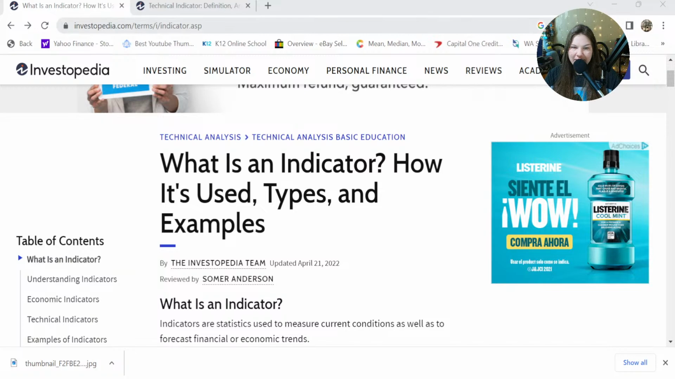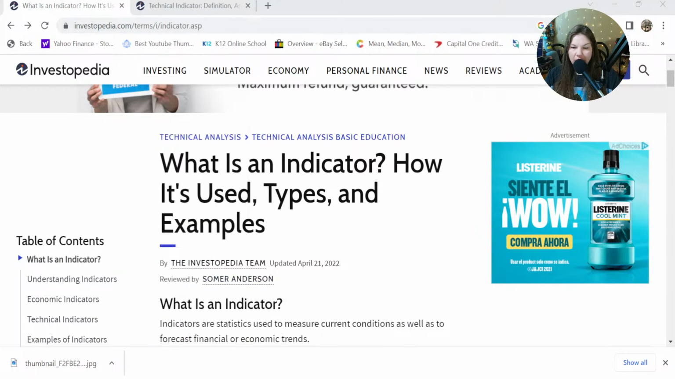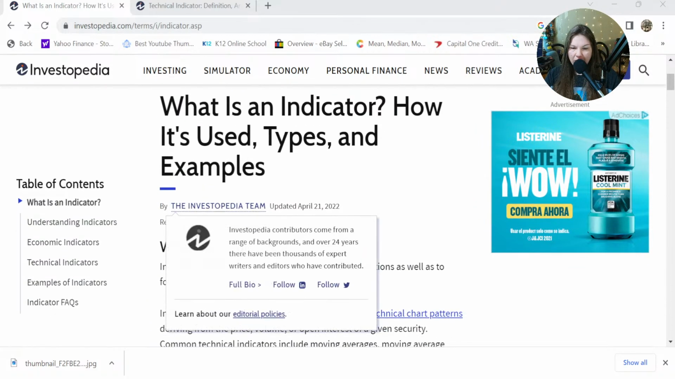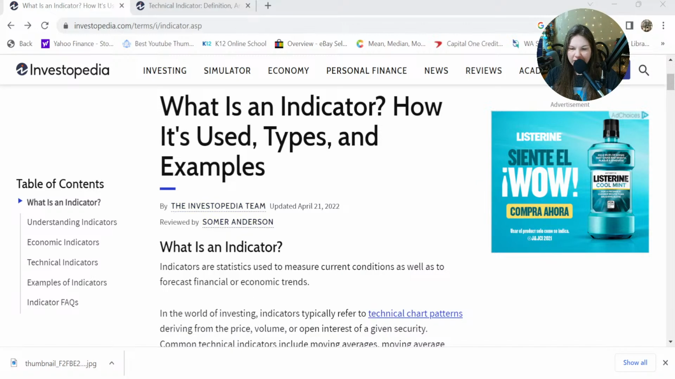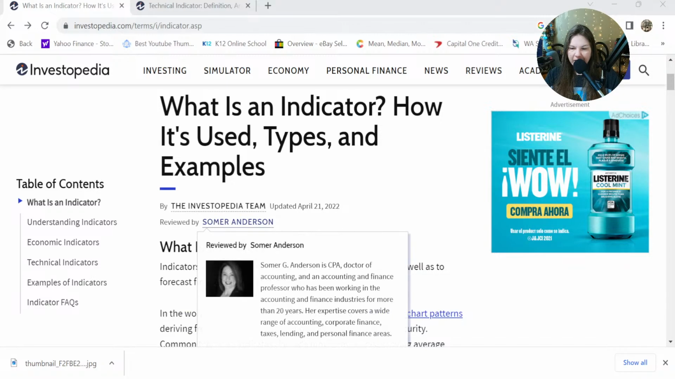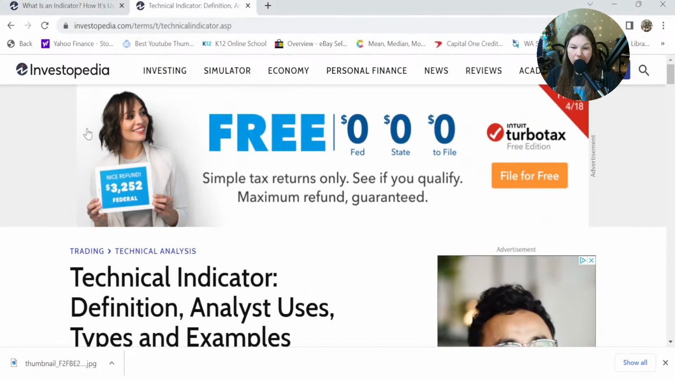We are back on Investopedia. You know my spiel, my friends. It is my fave. I like how their team writes. This one was by the Investopedia team, the whole team, and then old Somer Anderson. She's been working for 20 years in this thing. She read this over. I like how they do it. So we are going to finish up the week learning what an indicator is. We're going to learn about technical indicators.